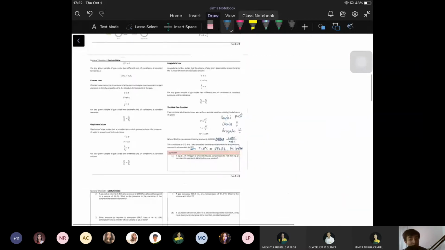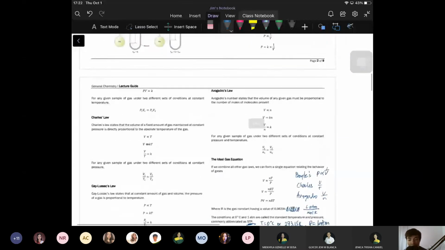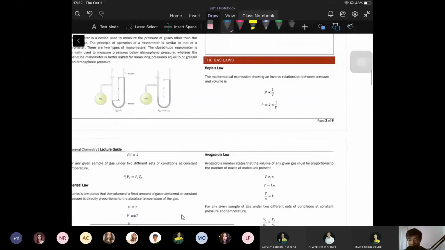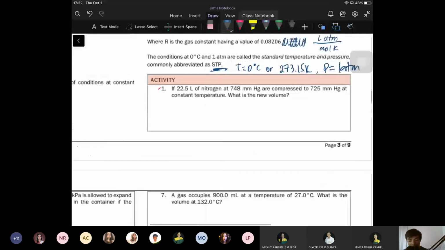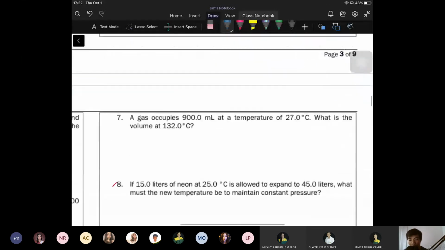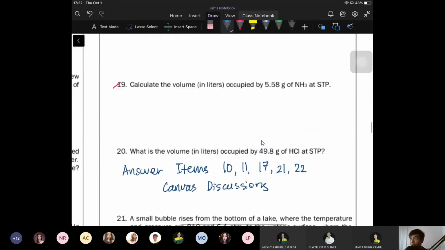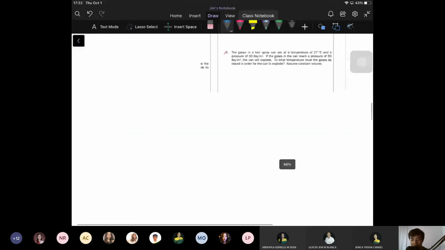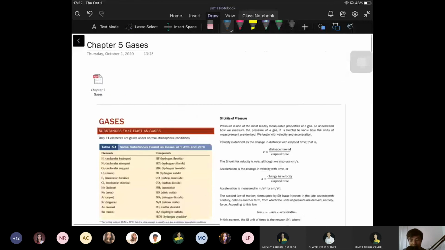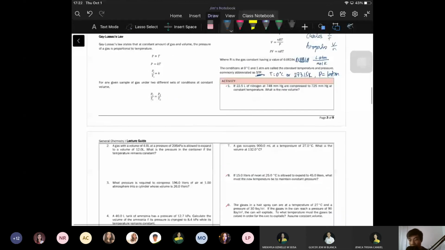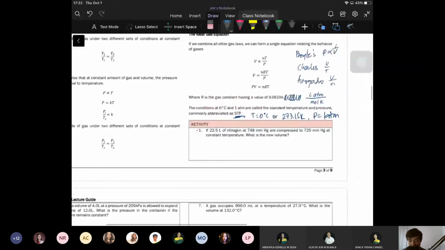Okay, so let's synthesize all the equations that we have, no? Pagsama-samahin na natin yan, I will answer some problems, representative problems lang. Then, I will give you some items for you to answer, no? So, ayan, nakalagay na dyan. Ito yung mga sasagutan nyo, 10, 11, 17, 21, 22. Post nyo na lang uli sa Canvas, no? Hanapin nyo lang yung PDF na to, itong Chapter 5 Gases PDF. Download nyo na lang.